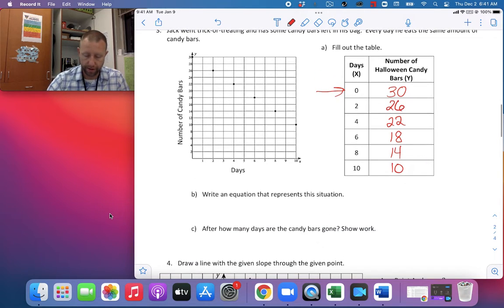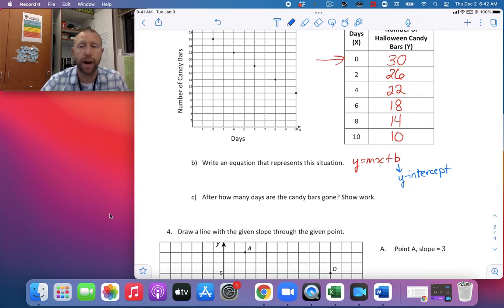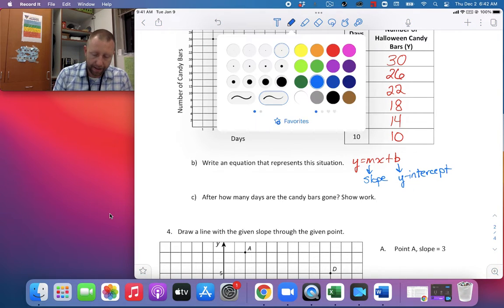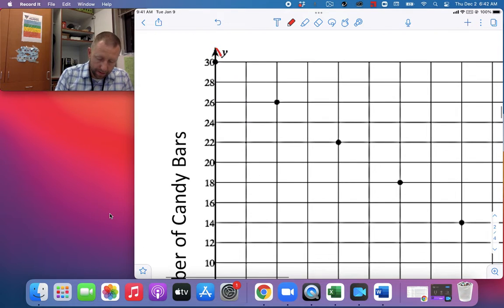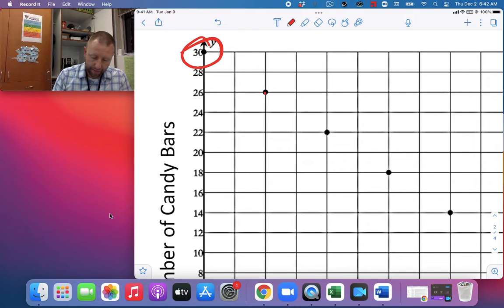To write an equation that represents this situation, I have to write it as y equals mx plus b, because that's what they give us in this graph. They give us b. Remember, b is the y-intercept, or the beginning point. Okay, that's where the graph crosses the y-axis. m is the slope. Well, from the graph, they give us both of those things. They give us the y-intercept. It's right here at 30. So b is 30. And then I can find the slope pretty easily.